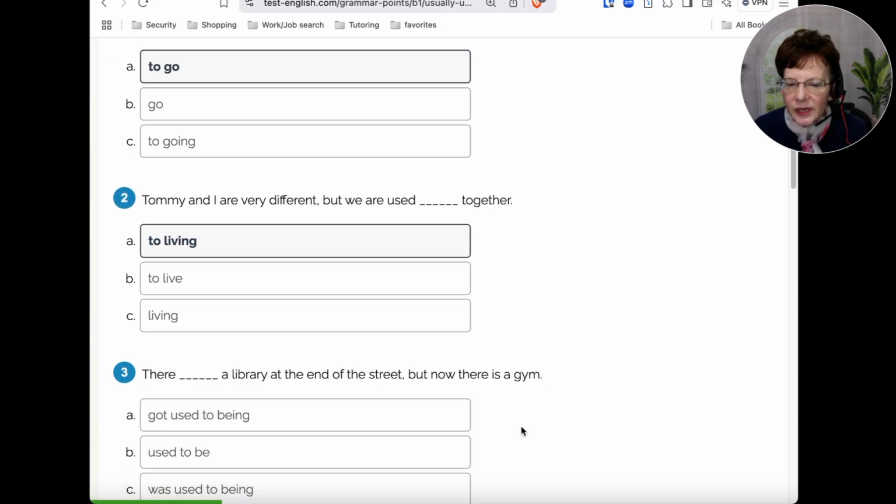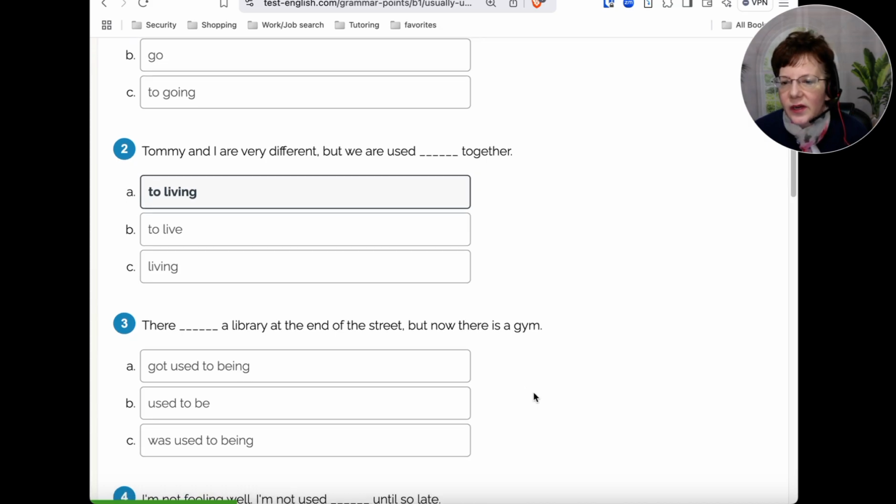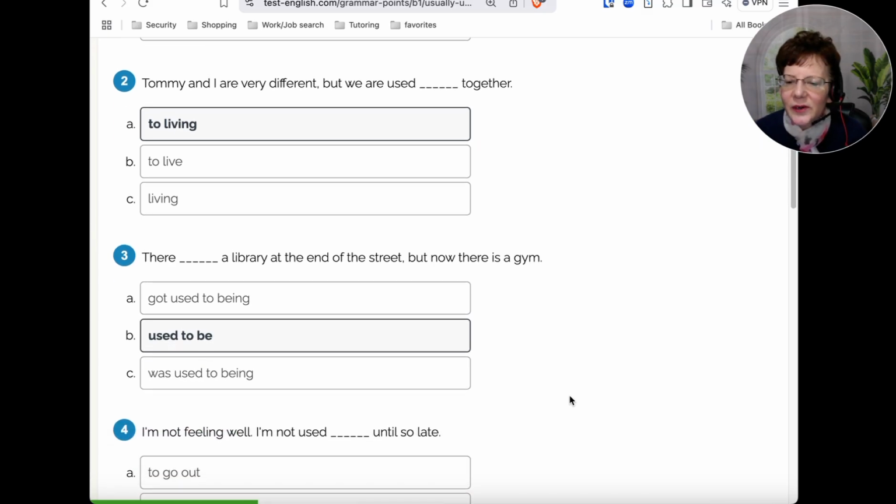Right, number three: got used to being, used to be, or was used to being. A library at the end of the street, but now there's a gym. The one that sounds the best would be option B, used to be. We don't want to say was used to being. All right, one more here.